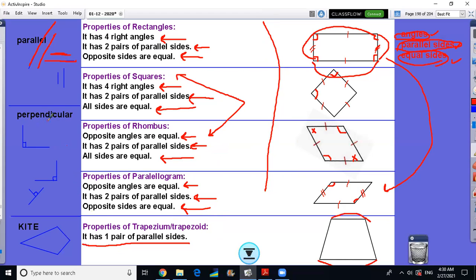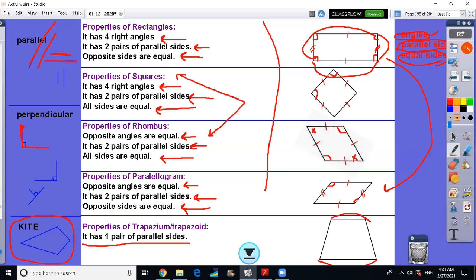Now, the perpendicular, guys, perpendicular here is this. It means that they have right angles. These two lines, when they meet, they make 90 degrees. That's what we call perpendicular. And the last one over here is the kite. This shape, you just need to know it. It looks like this, and it looks like the kite that we fly and we used to play with when you were younger.